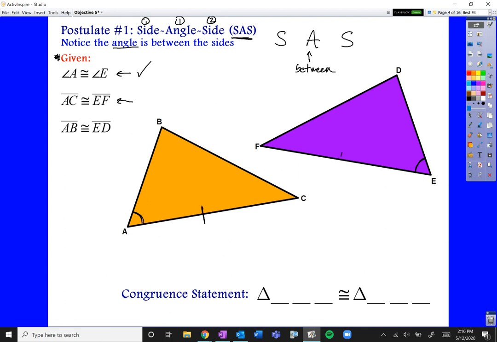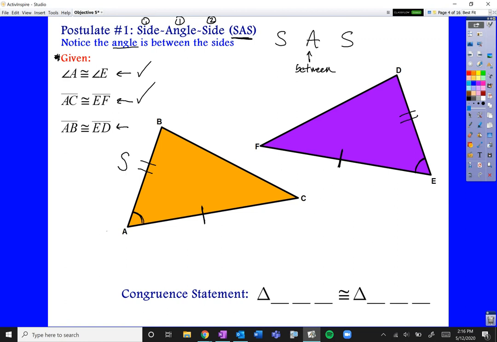I'm going to go to side EF, put the same tick mark because they're congruent. And lastly, we're told that side AB, which is right here, I'll put a double tick mark because we need to signify it differently, is congruent to side ED, which is also a double tick mark. And now look at what we see.